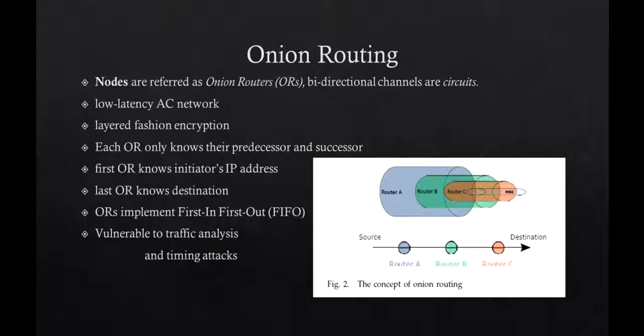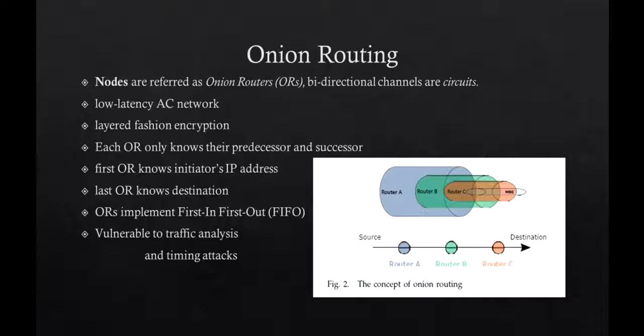This is one of the famous routing protocols, onion routing. Here nodes are referred to as onion routers, and bidirectional channels are called circuits. This is suitable for applications with low latency networks like web browsing. The communication is encrypted in a layered fashion, and the OR removes the corresponding layer of the encryption and forwards the data to the next OR, and so on. The last OR forwards the data to the destination.